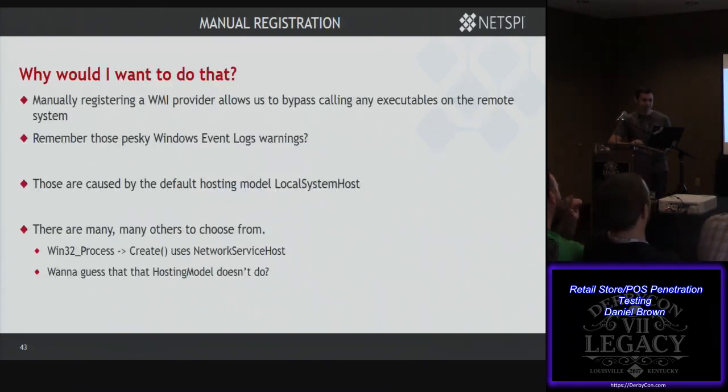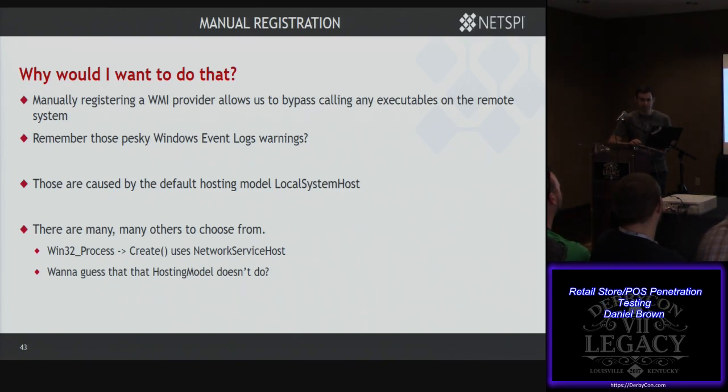But why would we want to do that? Manually registering the provider allows us to bypass calling PowerShell and InstallUtil on the remote system. And if you remember those pesky event 63 warnings, that's because the managed installer class installs the provider using the hosting model of local system host. So it runs under the local system context. But there are others, specifically the network service host, which hosts Win32 process. So if you want to guess what that hosting model doesn't do, it doesn't trigger that alert.